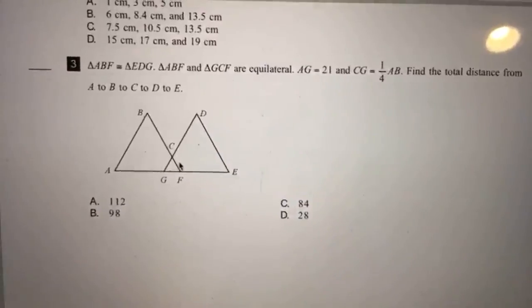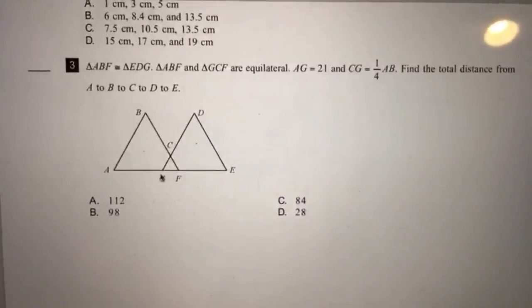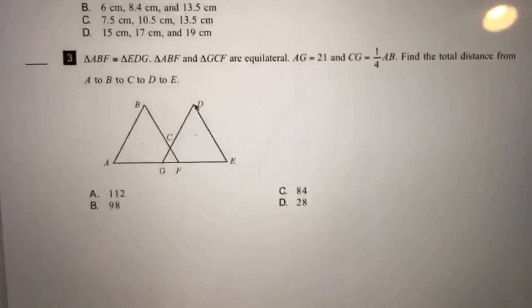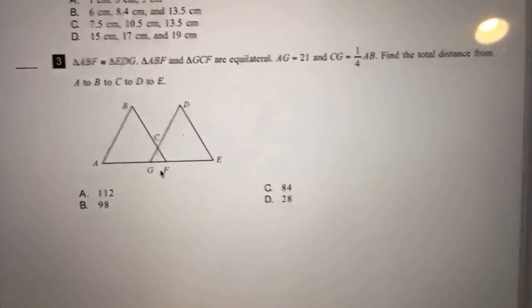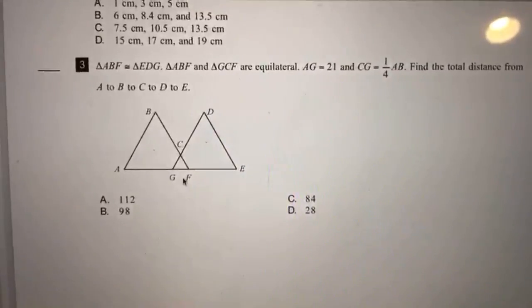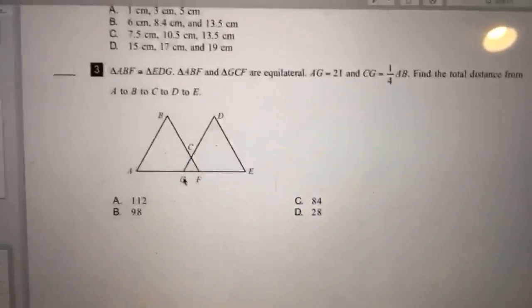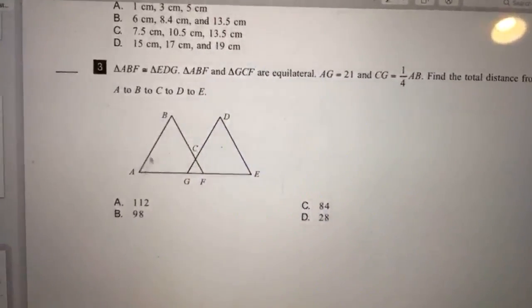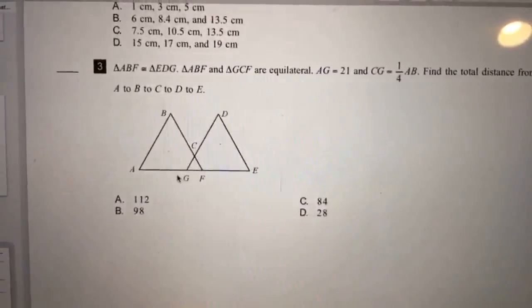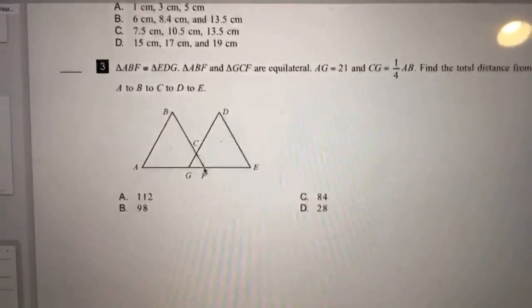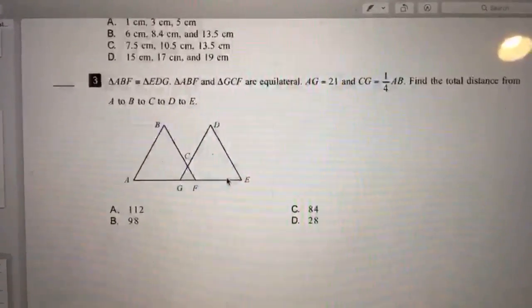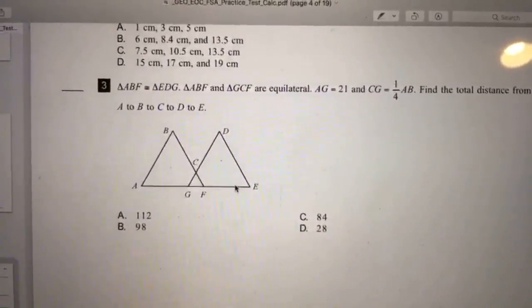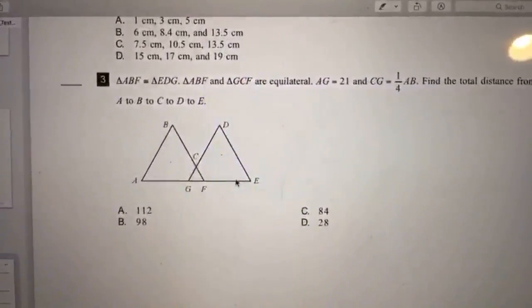So we have AG equals 21. We have ABF is congruent to EDG. ABF and GCF are equilateral. And since ABF is congruent to EDG, then EDG is also equilateral. AG is 21. And CG is 1/4 AB. Okay?